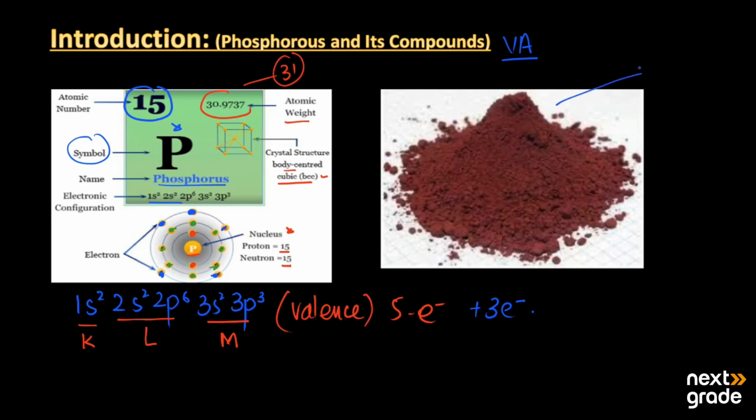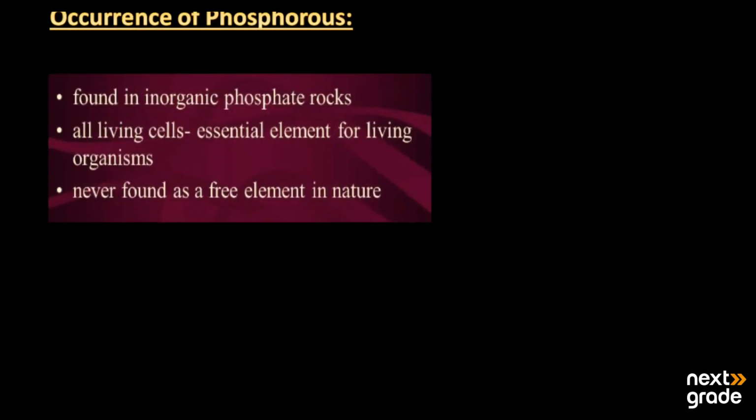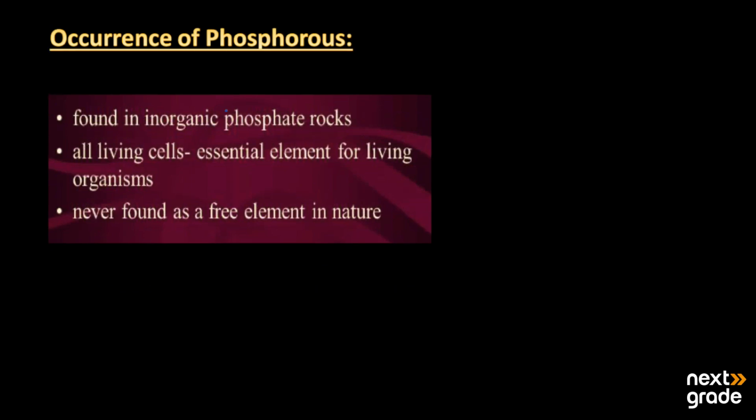Here we have the phosphorus. It may be present in the red form. Now what are the main properties, like the occurrence of the phosphorus? It is found in inorganic phosphate rocks, so all the phosphates that are present in inorganic form have phosphorus in them. Phosphorus itself is a non-metal. It is present in all living cells and is an essential element for living organisms. So this is the main point for phosphorus, that it is a part of living organisms as well.